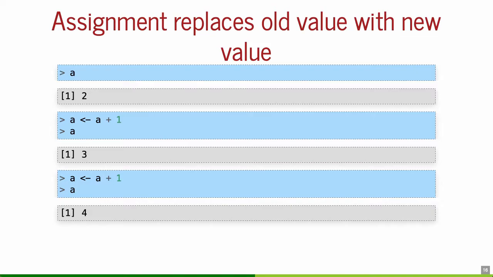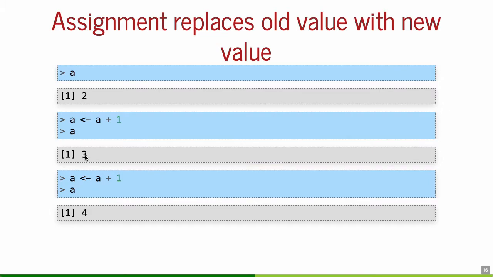The assignment process assigns new values to an old variable. For example, we have this variable a that we created previously and has the number 2. If we assign a plus 1 to a, we take the value of a, we add 1, obtaining 3, and we store it in the same old place. So we replace the old value, and now a has the value of 3.